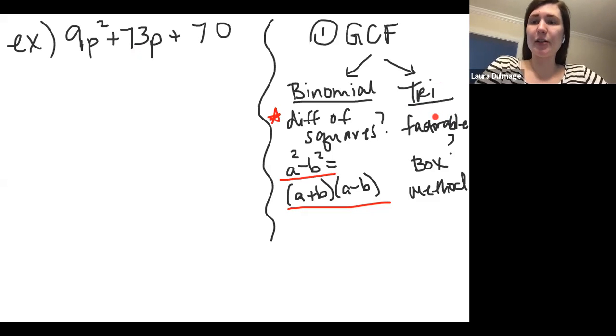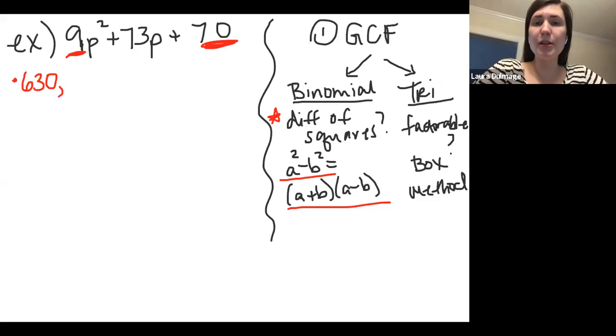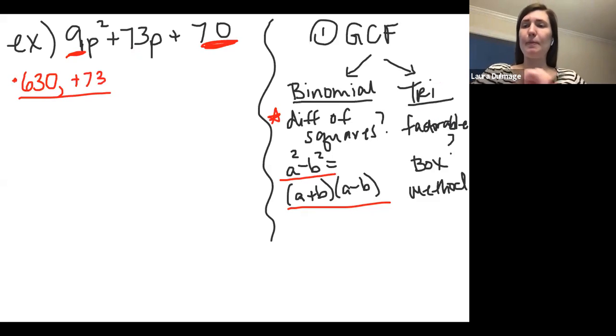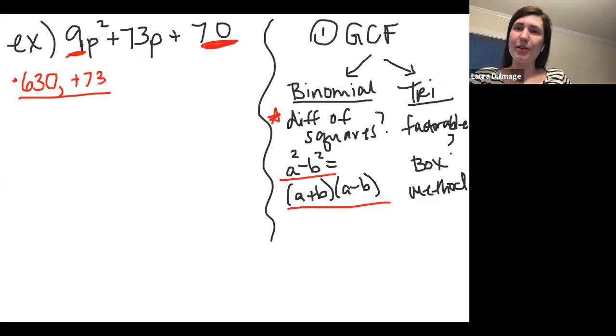So we see if it's factorable by multiplying a times c and getting 630. So we want two numbers that multiply to 630 that add to 73. Has anybody gotten there yet? Yeah, I'm trying to figure out the number right now. Okay. It is a large number. However, when something ends in a 0, think about what that means. That's my hint for you.